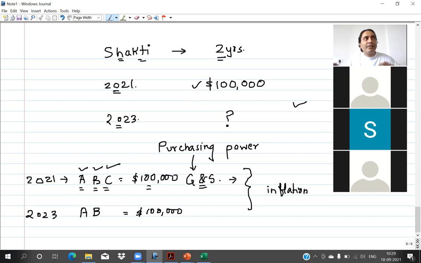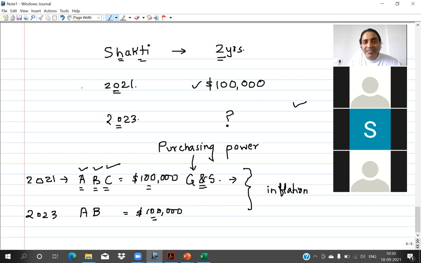All of you agree? All of us are on the same page? Haan, na, jaldi se batao. Yes, sir. Doubt hai batao. Yes, sir. That means if you want to buy C also, I should pay you something more in 2023. To maintain your lifestyle, you will be required to have more money in your pocket. Yes or no? Yes.